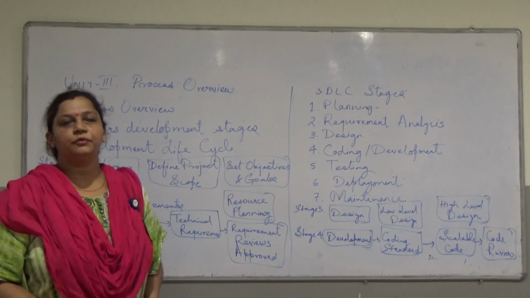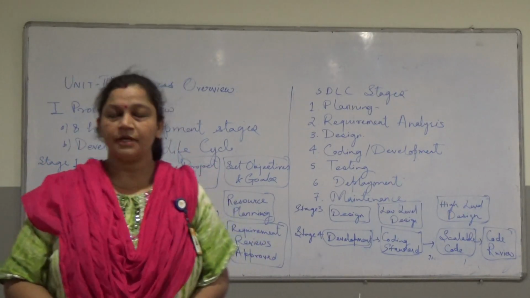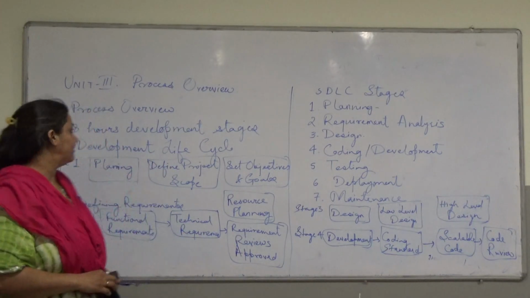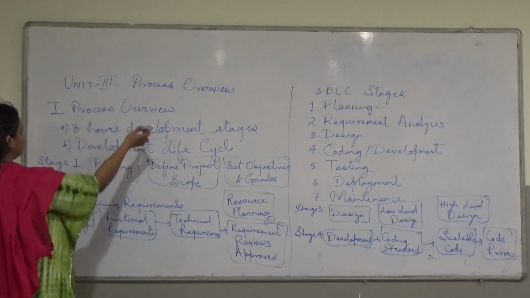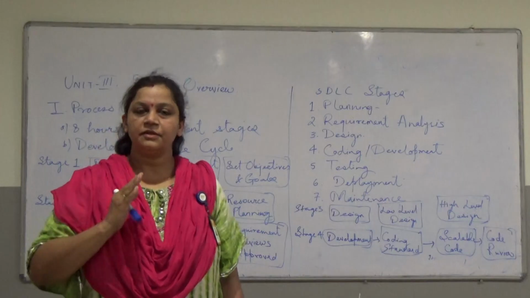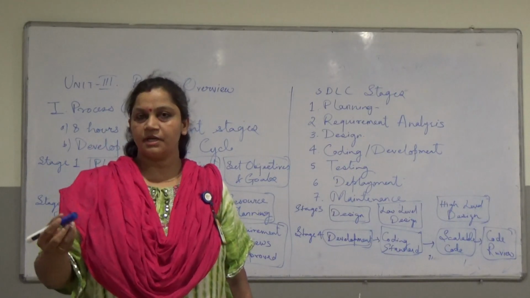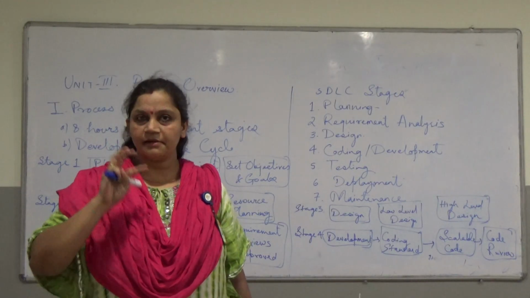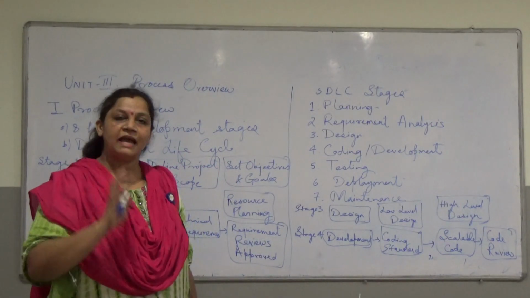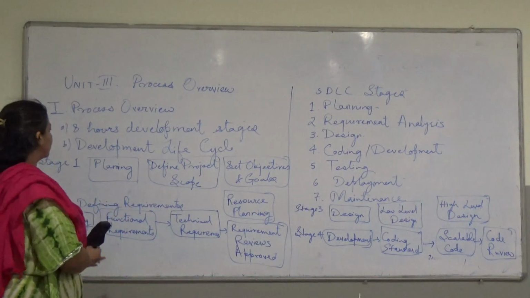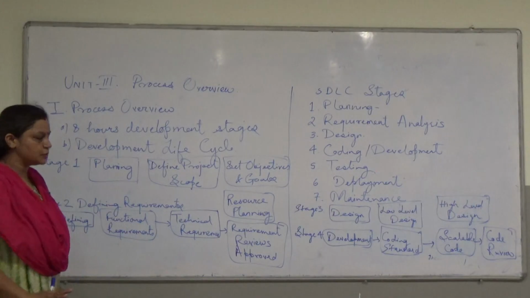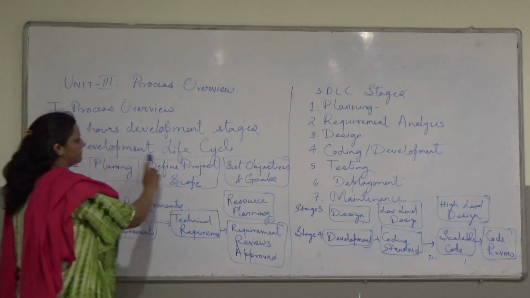In today's class we are going to work upon unit number 3, and the title of unit number 3 is process overview. The third unit in the subject Object Oriented Modeling and Design is divided into 3 parts. Under that, the first part is process overview. Under process overview we have 2 topics, out of which the first topic is development stages, and the second topic that we are going to study in this chapter is development life cycle.